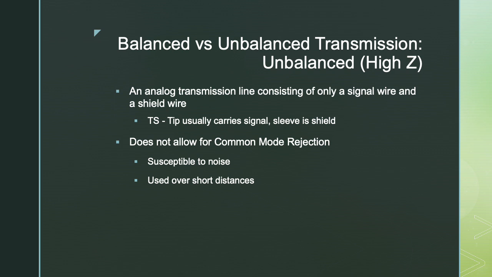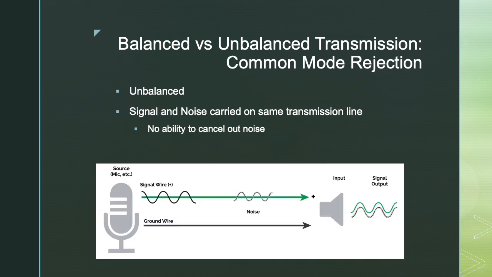Unbalanced or high Z cables are an analog transmission line consisting of only a single wire and a shield wire. In TS type cables, the tip usually carries the signal, and the sleeve is the shield. Unbalanced cables do not allow for common mode rejection. This makes them susceptible to noise and should be used over short distances. In an unbalanced cable, the signal and noise are carried on the same transmission line. There is no ability to cancel out the noise.